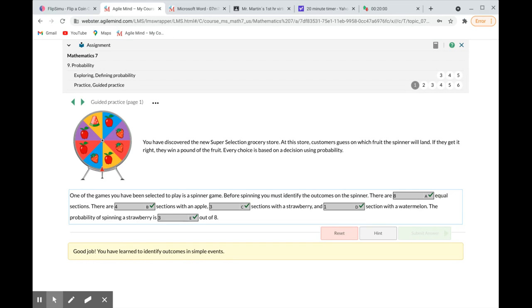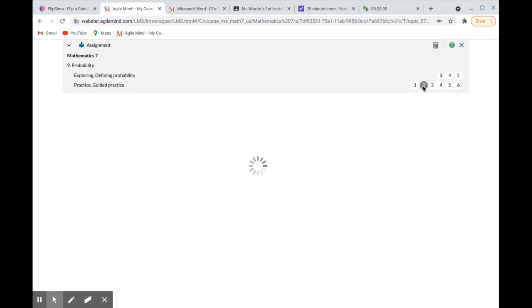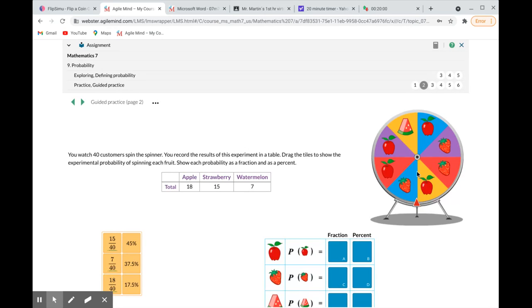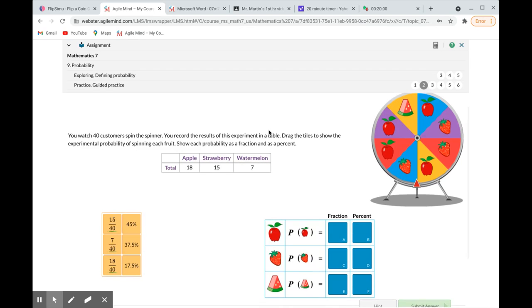Count the sections on the wheel. Yeah, just count the sections on the wheel. All right, looking at this one. Haley, go ahead and read this one.